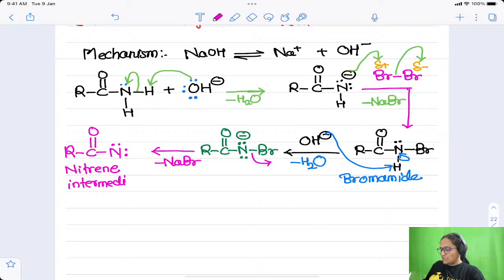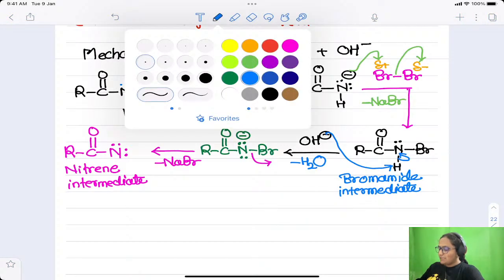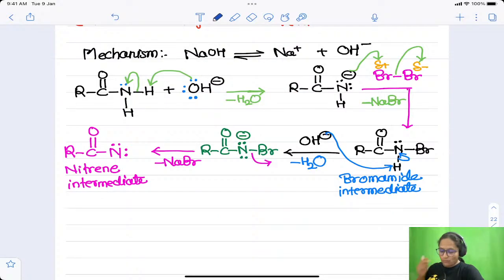The names of the intermediates: the first intermediate generated here is the bromamide intermediate, right? What is the name of the first intermediate? Bromamide intermediate. What is the name of the other intermediate? Nitrene intermediate. So this is the second intermediate generated during the reaction. Now this intermediate will further undergo some change. Let me explain what kind of change it is going to take.